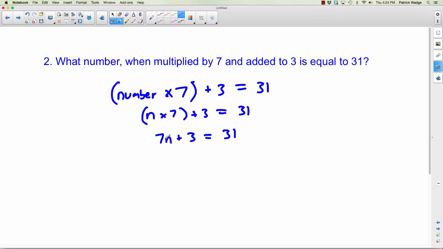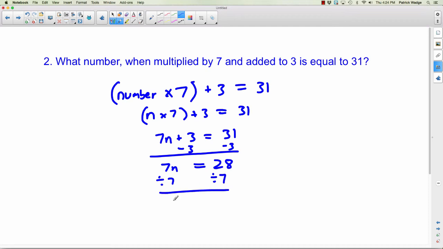We want to get the n by itself. We got to get rid of the other numbers, the 7 and the 3. Look for adding and subtracting first. So I will subtract 3 from both sides. That leaves me with 7n equals 31 minus 3 is 28. And this is 7 times n. Do the opposite. Divide. So you end up with n, or the number, is 4.